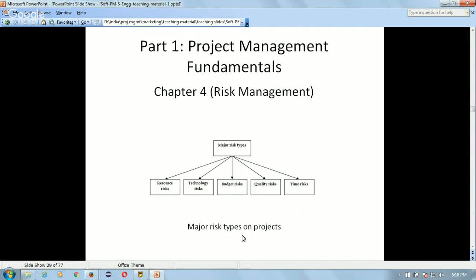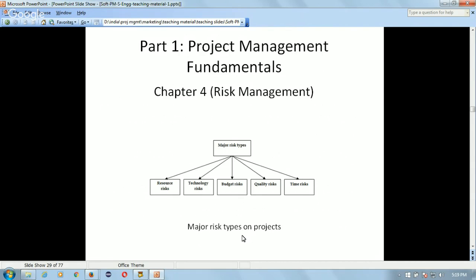Some major risk types which can happen for a software project include resource risk, like a lesser number of resources; technology risk, like technology getting obsolete; budget risk, like the allocated budget is not enough, or maybe overspending is happening on the project, so you will be spending more than what was budgeted. Then quality risk, so quality is not good enough, and so the software product which you are developing has more defects than desired.